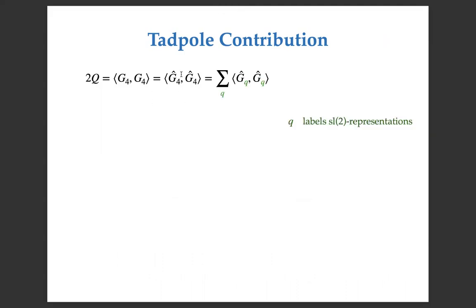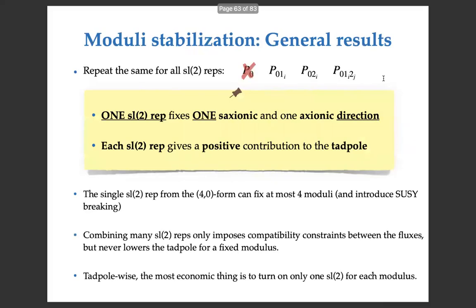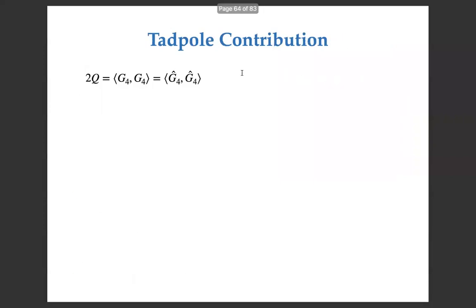We have the tadpole, which we can write in terms of the axion-dependent or the axion-independent fluxes. The pairing is invariant. We can separate it into different contributions for different SL2 representations, since they are orthogonal. Within each SL2 representation, we can consider the different weights. And then here we restrict our sum to positive L's. This greater or equal is basically because we are neglecting possible extra positive contributions coming from L equal to zero, which are the ones that do not stabilize moduli.